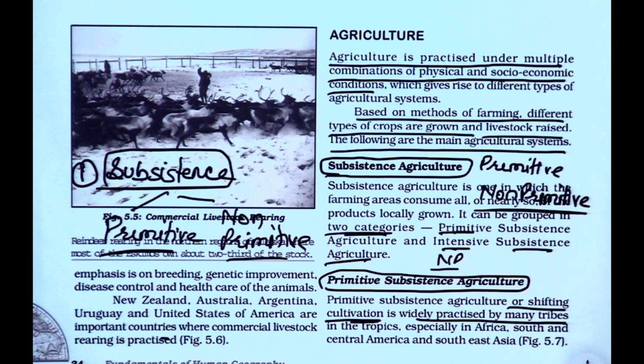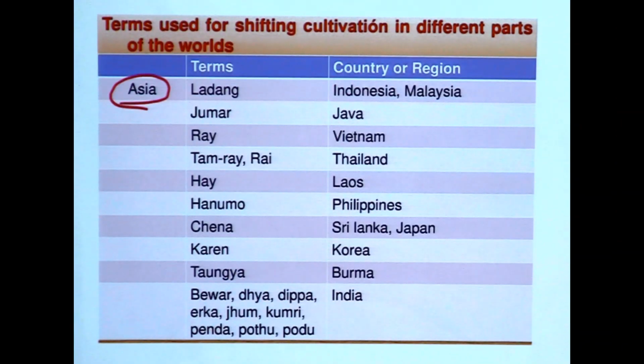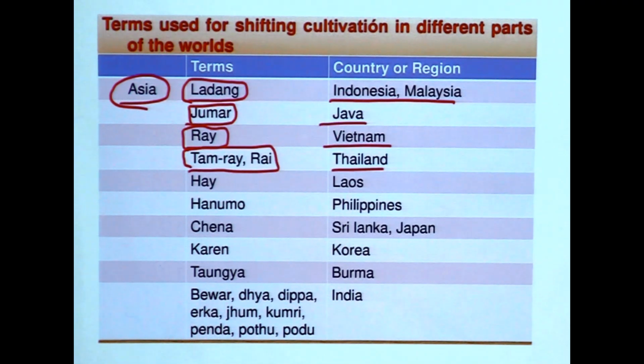widely practiced by many tribes in the tropics. Take support of this. In Asia, a straightforward question can be made of it. In Indonesia and Malaysia, the term applied to denote shifting cultivation is ladang. Jumar is the name in Java Island. Ray in Vietnam. You have to understand them in the range. Tamarai in Thailand. Hai in Laos. Hanumo in Philippines.